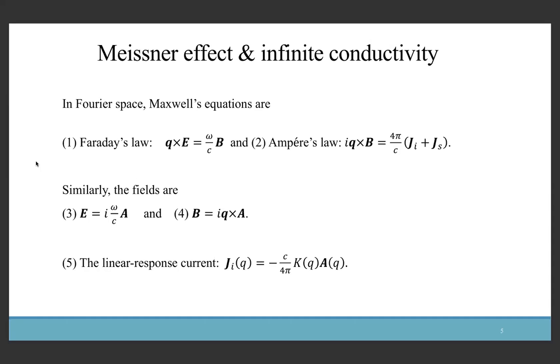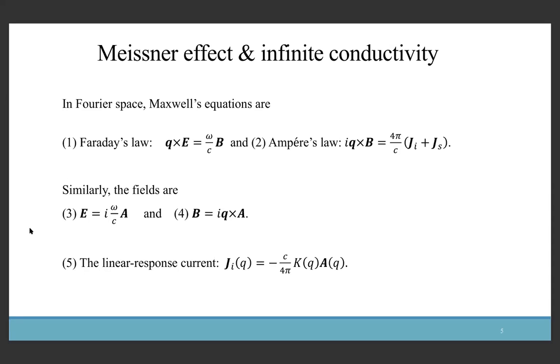So let's suppose we consider Ampere's law and Faraday's law. Faraday's law says that the curl of the electric field is equal to minus the time derivative of the magnetic field. And in frequency momentum space, this becomes as follows. And Ampere's law says that the curl of the magnetic field is proportional to the total current. And in frequency momentum space, that's written as follows.